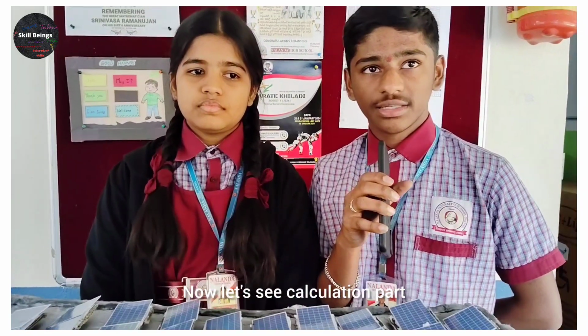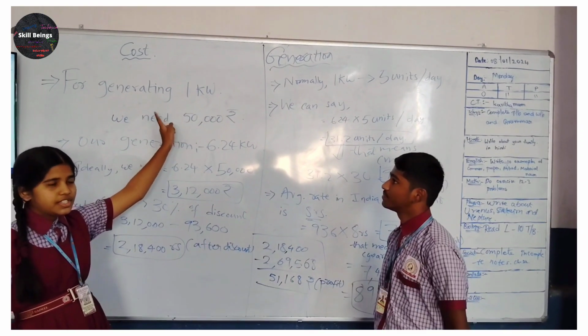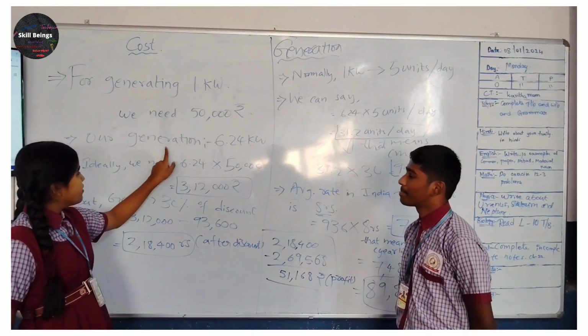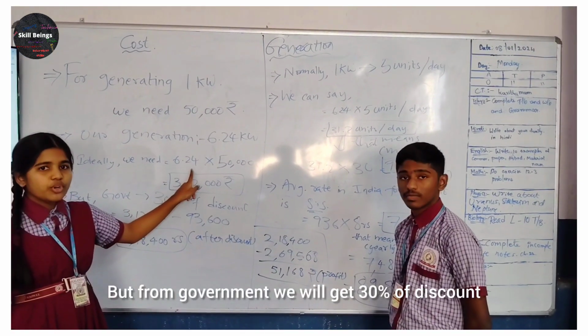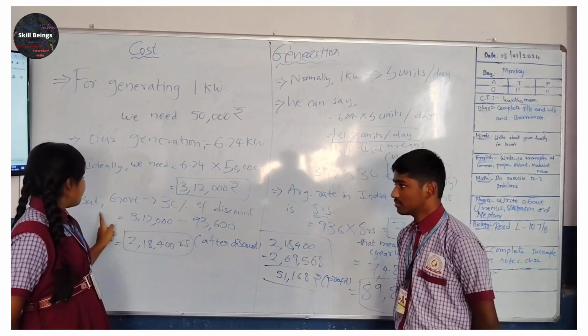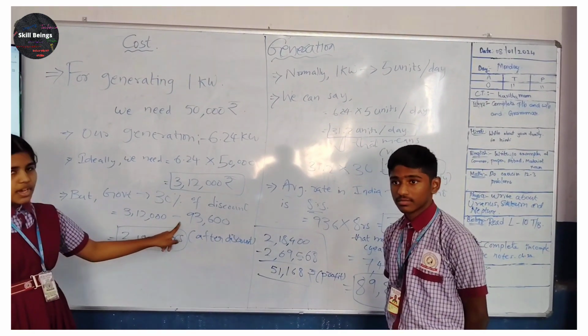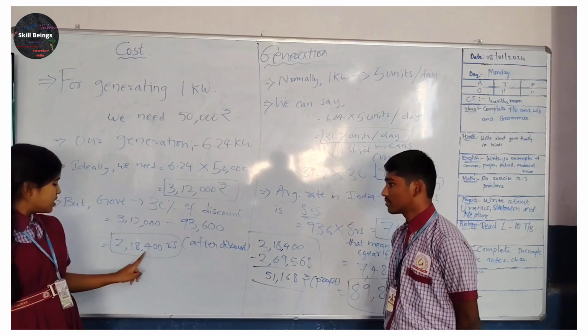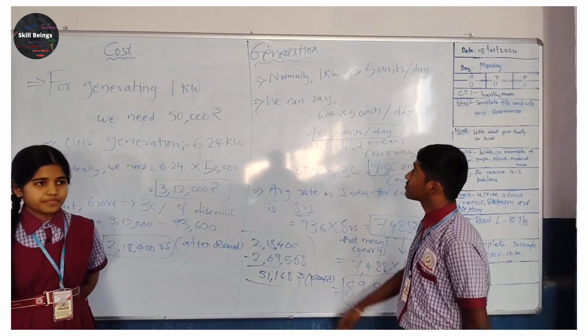Now let's see the calculation part. For generating 1 kilowatt of electricity, we need 50,000 rupees. Our generation is 6.24 kilowatts. Ideally, we need 6.24 into 50,000 equals 3,12,000 rupees. But from the government, we will get a 30% discount. 3,12,000 minus 93,600 equals 2,18,400 rupees after discount.